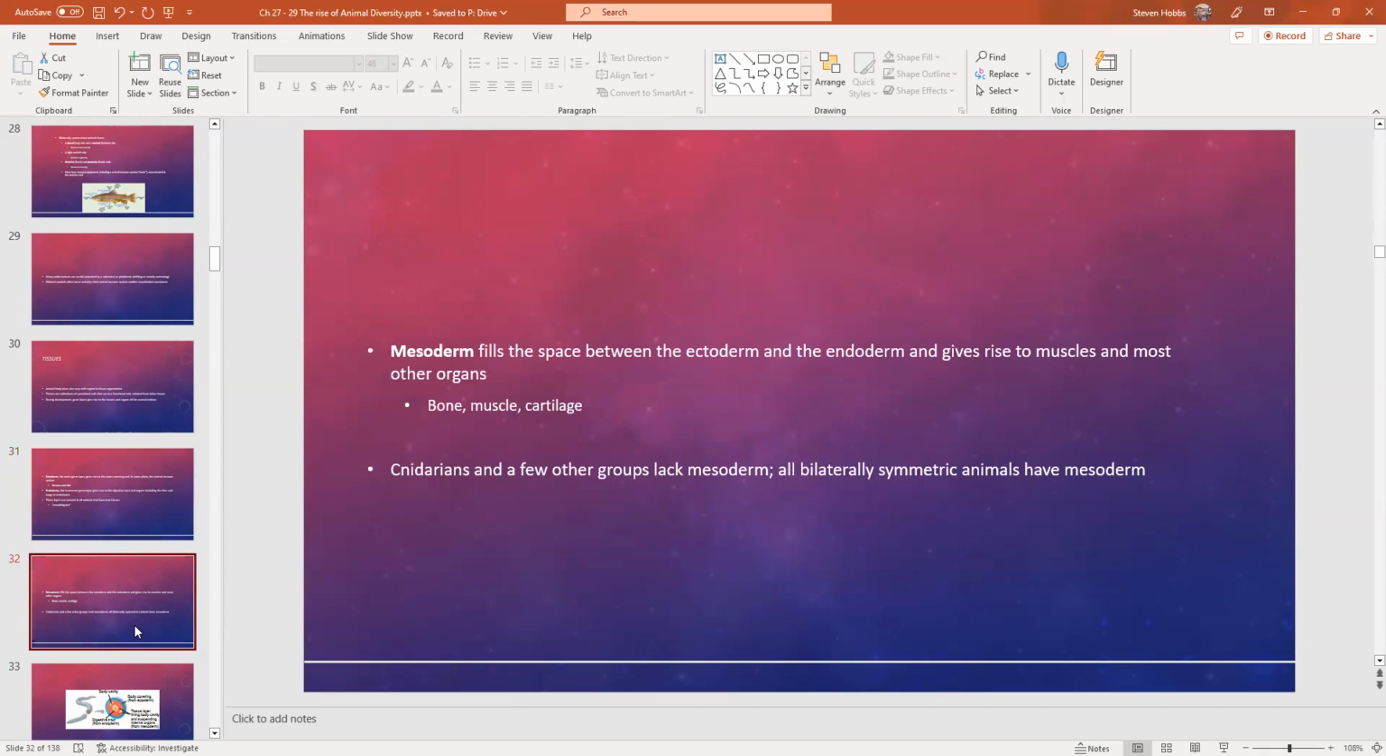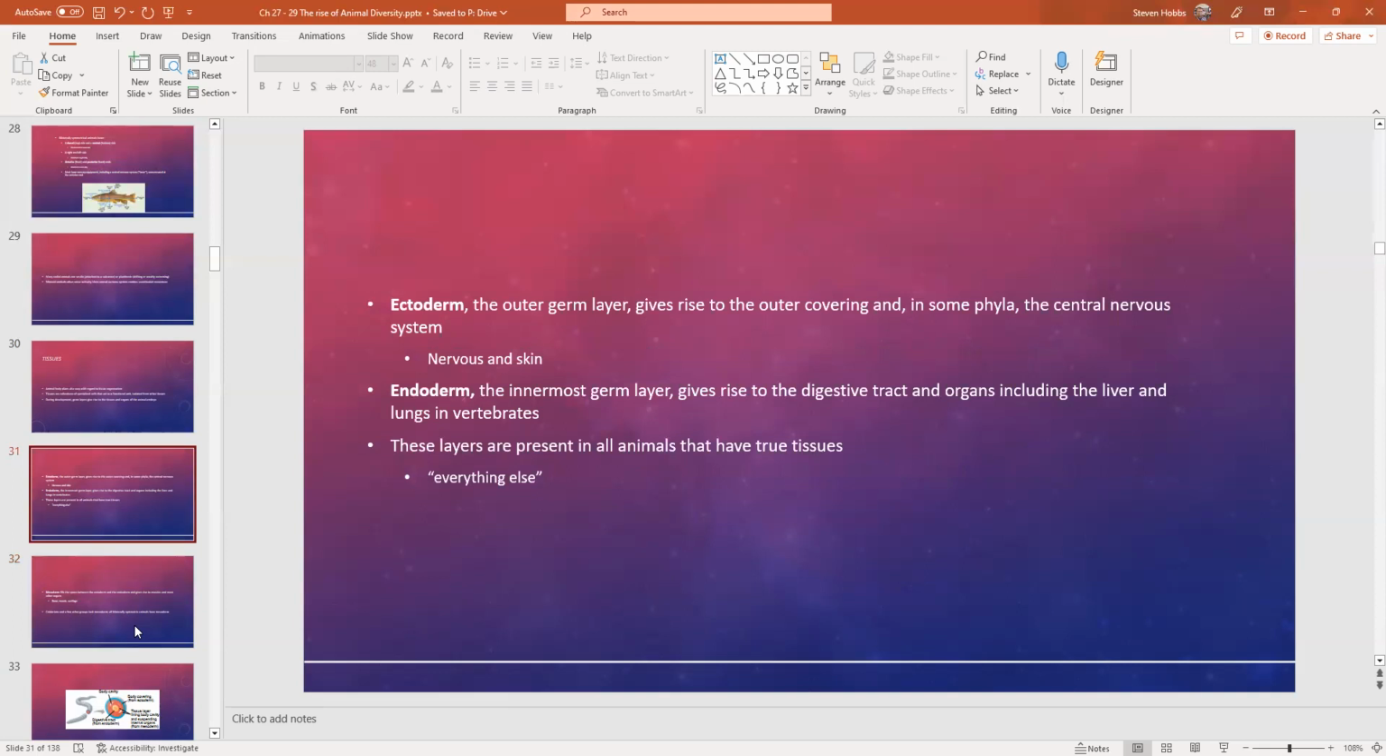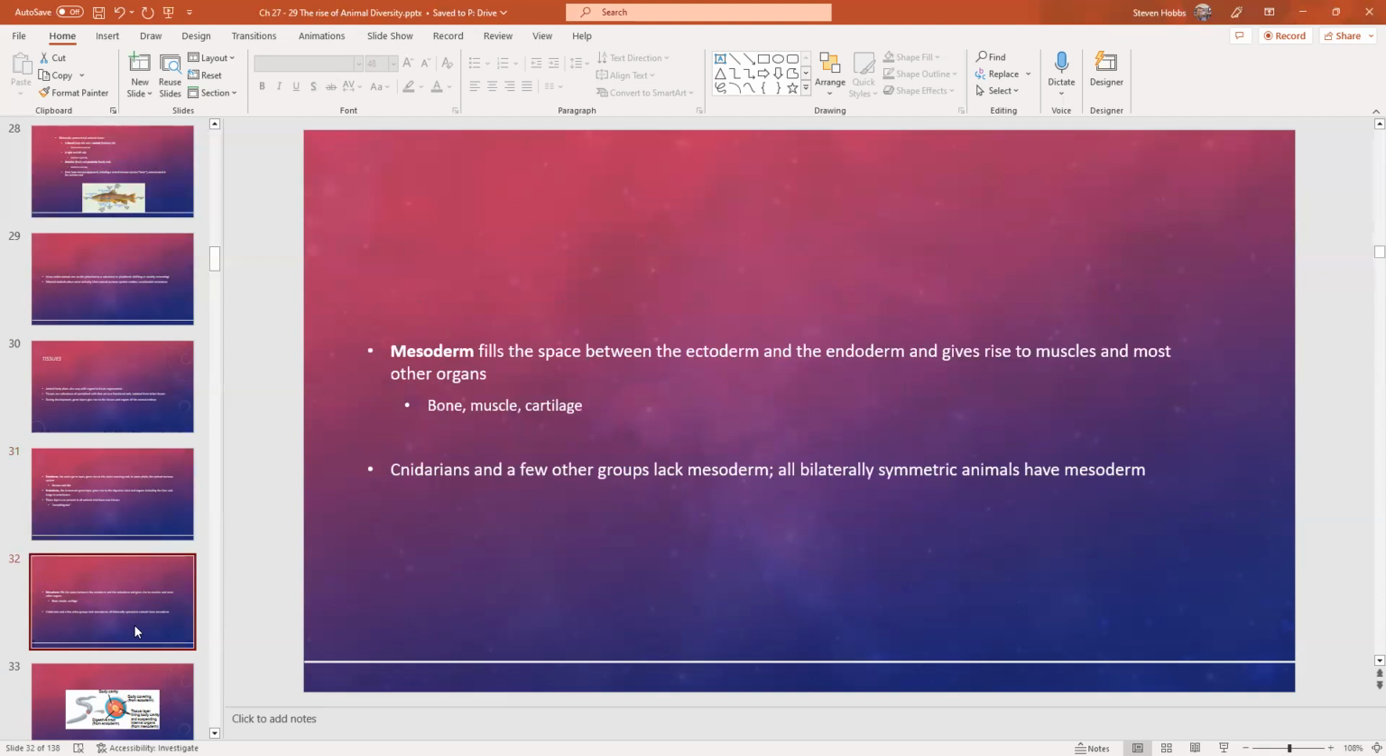So mesoderm, muscle. It gives rise to the muscle, the cartilage, and the bone. Basically, the internal structure, the internal skeleton. Ectoderm, nervous and skin. Mesoderm, muscle. Everything else, endoderm. If you're going to take a stab in the dark, like you really can't figure it out, you're not entirely sure, best bet, endoderm. Okay. Now, mesoderm, again, is going to fill the space between the ectoderm and the endoderm. It's going to give rise to the muscles and most of the other organs, specifically the bone, the muscle, and the cartilage. Mesoderm, muscle.